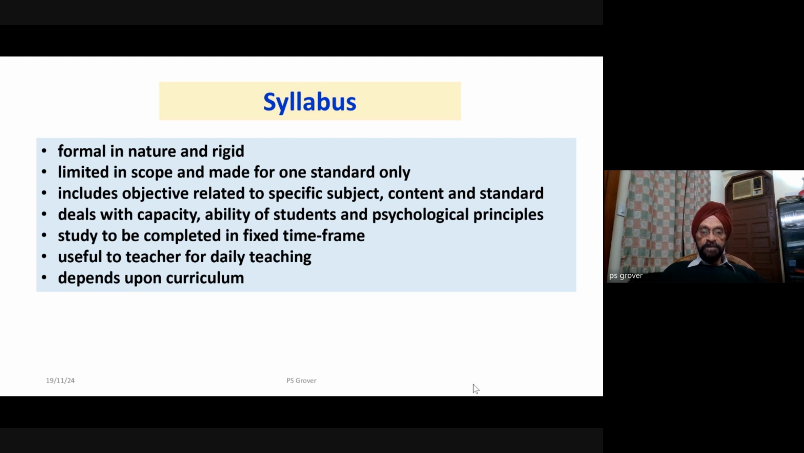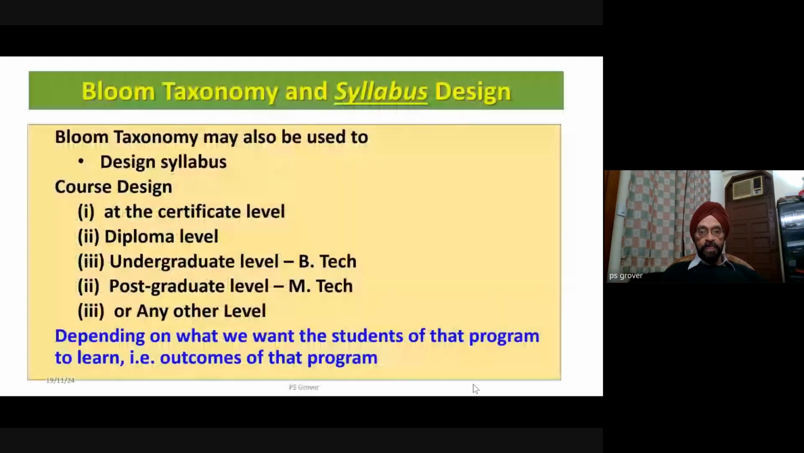Deal with the capacity, ability of students and psychological principles. Studied to be completed in a fixed time. Useful to teachers for daily teaching. Depends upon the curriculum. Syllabus is only one component of the curriculum. Now, Bloom taxonomy enables us to design the syllabus because we have to see syllabus is at what level?